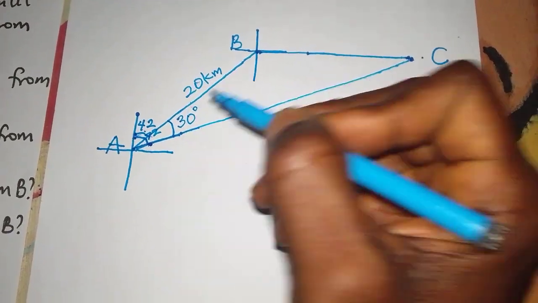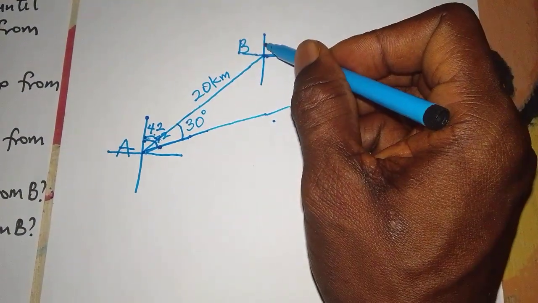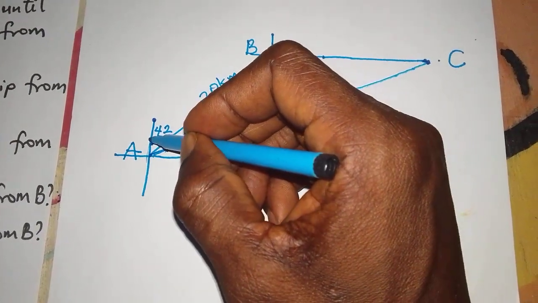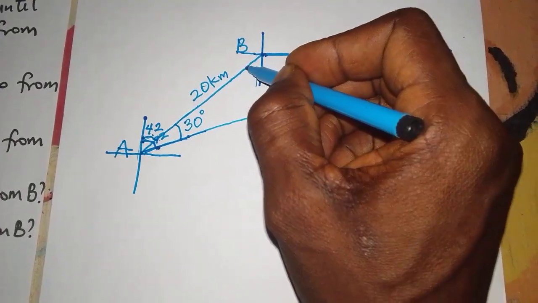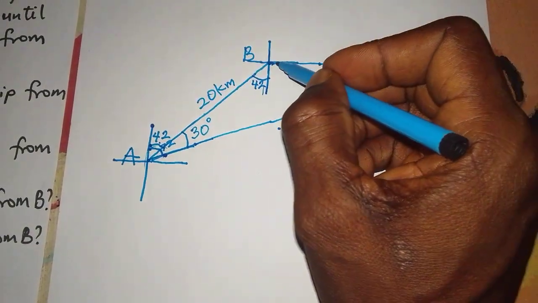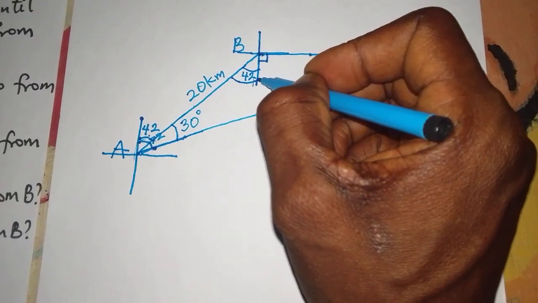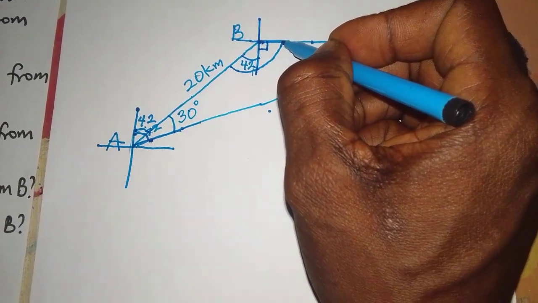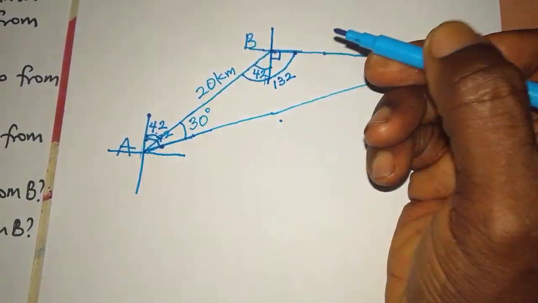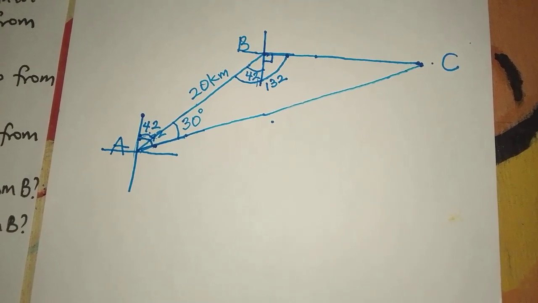So if this is 30 degrees, now you are told that since this line and this line are parallel, the angle here up to this line and this one will be the same. So this one is 42, this also 42. And you know that this is a quadrant, so this one will give us 90. 90 plus 42 will give us the value of the whole angle here. So 90 plus 42 will give us 132 degrees. So if that is 132 degrees, it will now be easier for you to know.